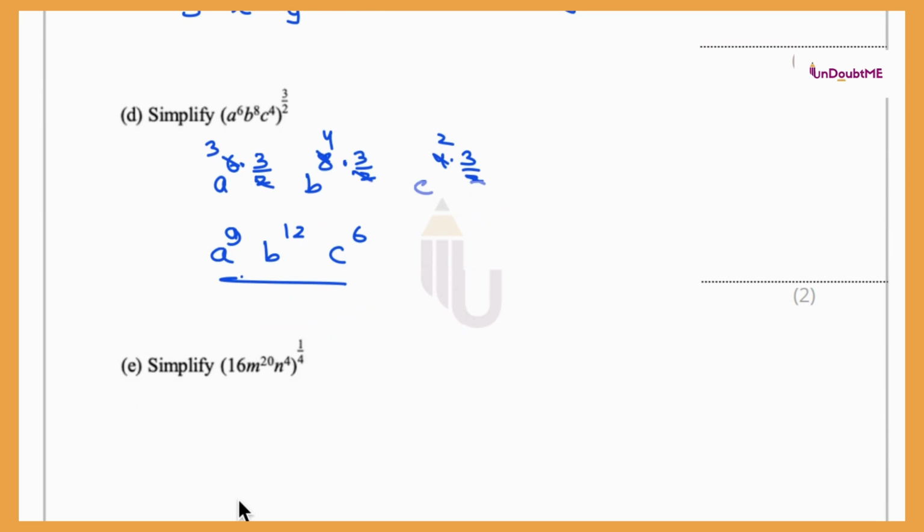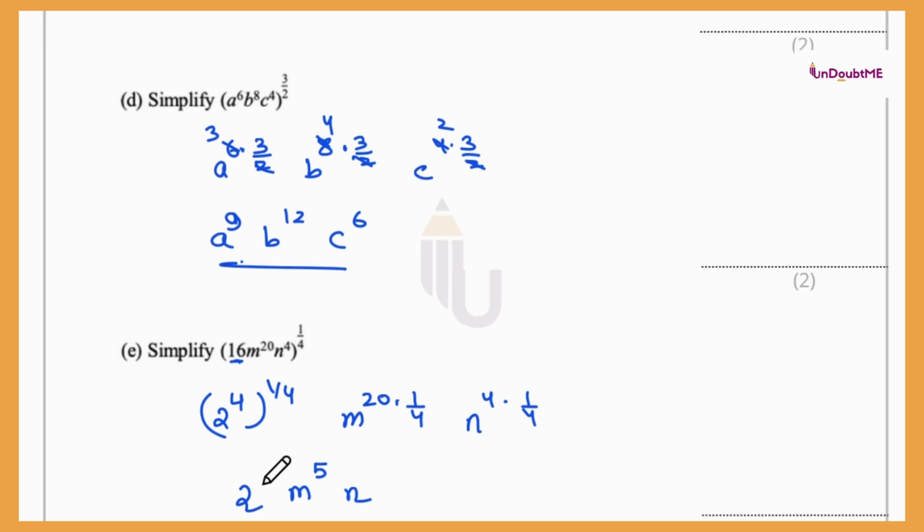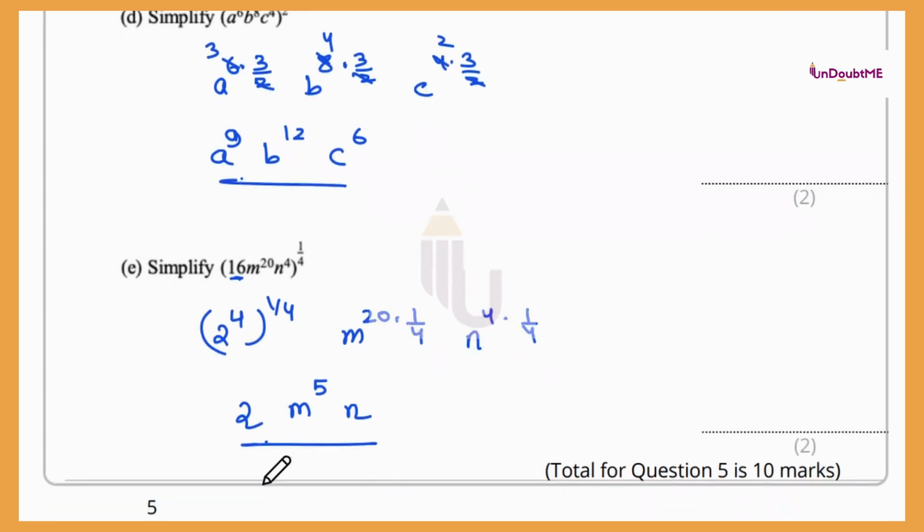Next, 16 can be written as 2 to the power 4 to the power 1 by 4, m to the power 20 to the power 1 by 4, n to the power 4 to the power 1 by 4, 2, m to the power 5, n to the power 1. That is the simplified answer for this question.